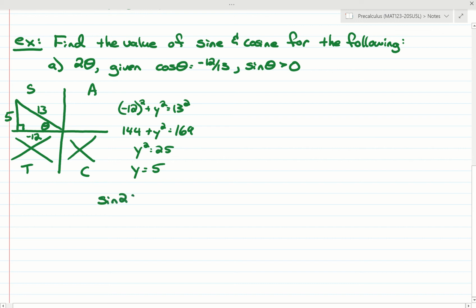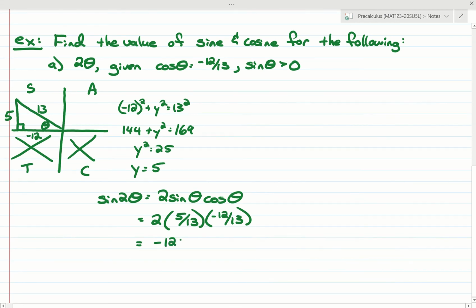The sine of 2 theta, according to our formula, is 2 times the sine of theta times the cosine of theta. So 2 times the sine of theta, look at your triangle, sine of theta is 5 over 13, times the cosine of theta. We're told that, and our triangle shows us that it's negative 12 over 13. So if we were to type this into a calculator, we would get negative 120 over 169.